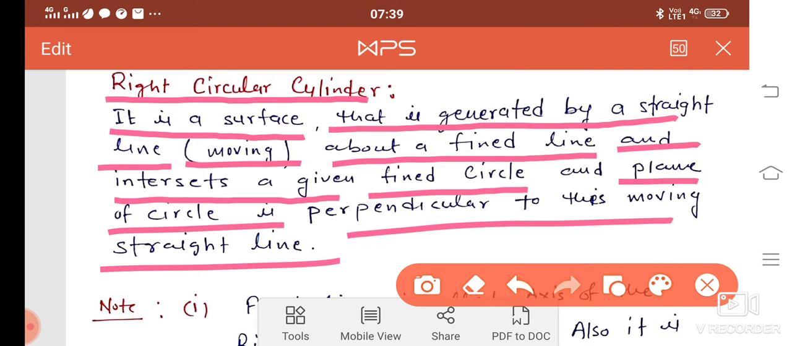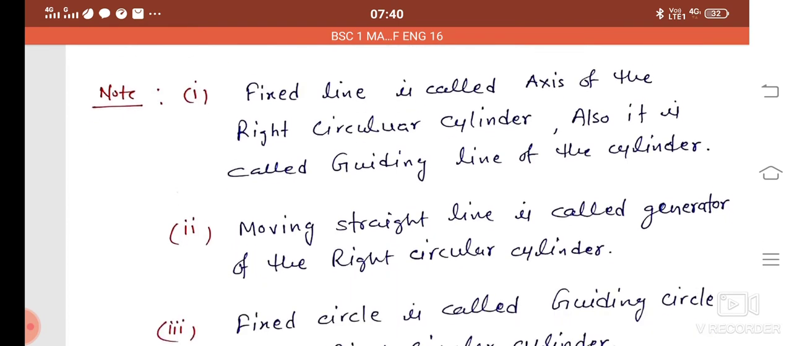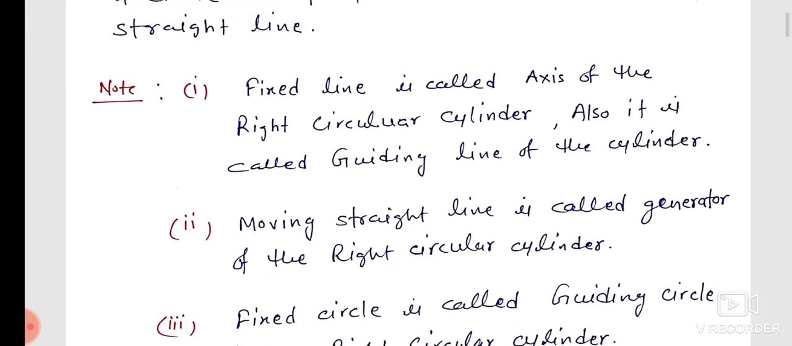In the definition of the right circular cylinder, we can see that there must be three conditions for the moving straight line. What is the first condition? It must intersect a fixed circle, and second, it must be perpendicular to the plane of the fixed circle. And this moving straight line has a fixed distance from a fixed line. Then we can say that the surface generated by this line is called a right circular cylinder. So we can note these 3 or 4 points in this definition.